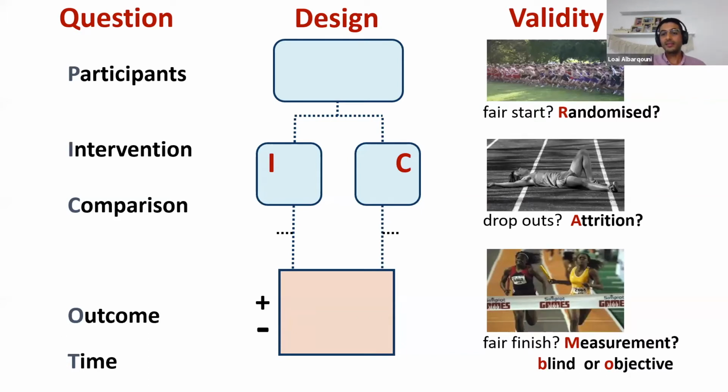And then they should have a fair attrition. So there are not lots of dropouts in one arm of the study compared to the other. And the authors and clinicians have treated all the participants equally, regardless of their allocation, or regardless of whether they were randomized to the intervention or the comparison. So that's the dropouts. And then finally, fair finish. The researcher has measured the outcome equally or fairly between all the participants regardless of the assigned intervention.